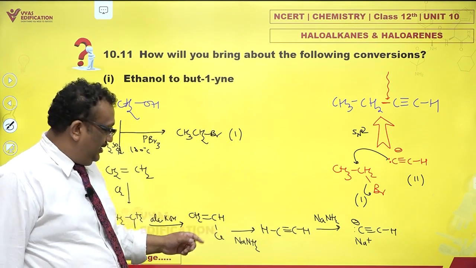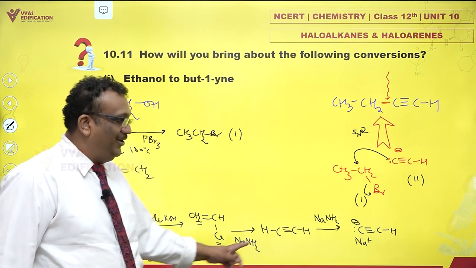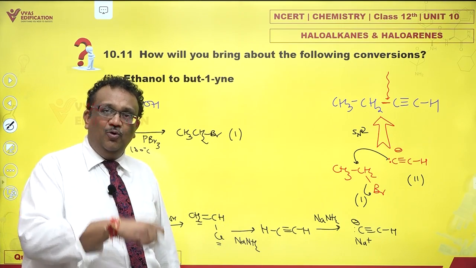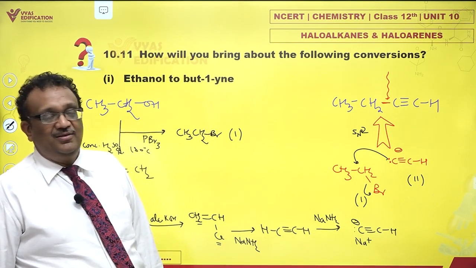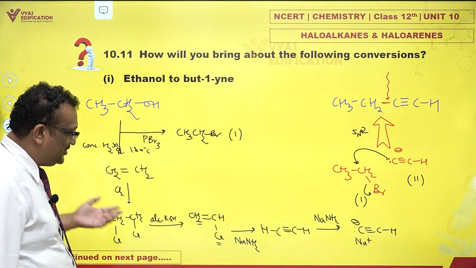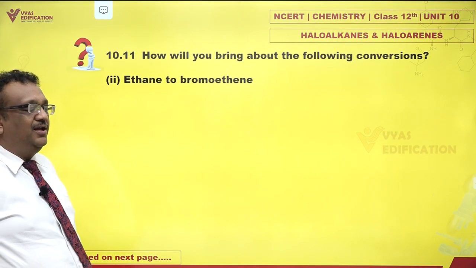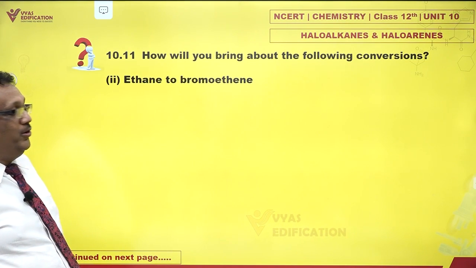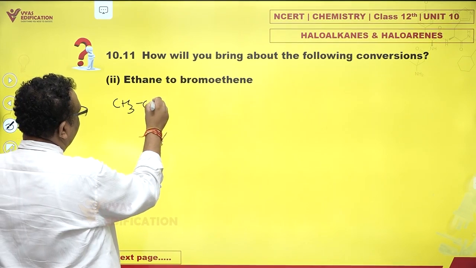So now from vinyl chloride, one H and one Cl can eliminate, and I will get the alkyne. And the same NaNH2, if I add it in a little more quantity, can also remove one hydrogen for me, and I will get this. Is that fine? That's absolutely fine. This is the sequence, and this is how I will get it. The second conversion is nothing but a subset of the first one. Ethane to bromoethene. Wow. Now I have CH3CH3.